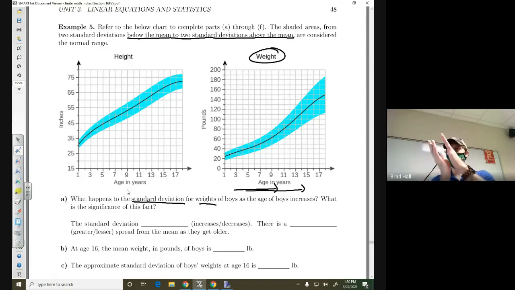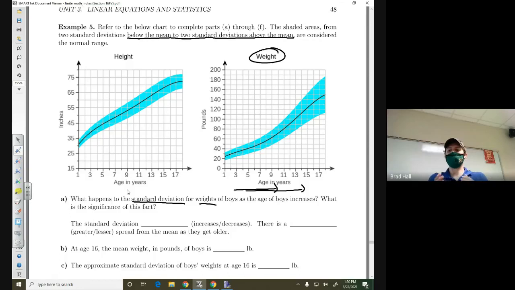Notice the shaded part gets a little bit wider. That means, as babies, we don't really have too much diversity of weight. We come out, was it 8 pounds? Isn't that average? 7 pounds? As you can tell, I'm not a father. I don't know, but something like that. There's not too much diversity.